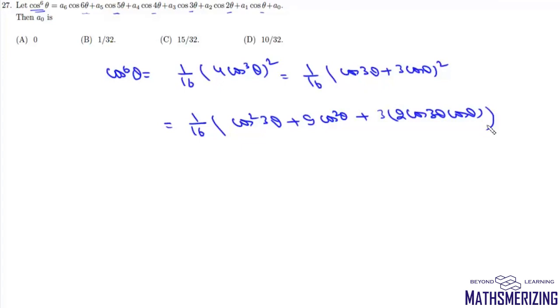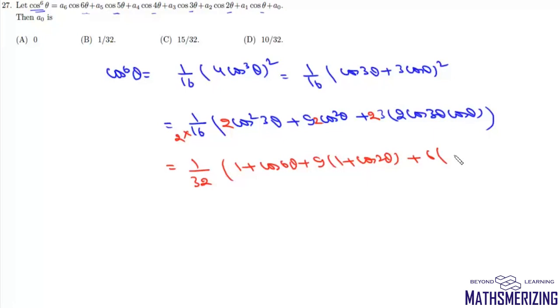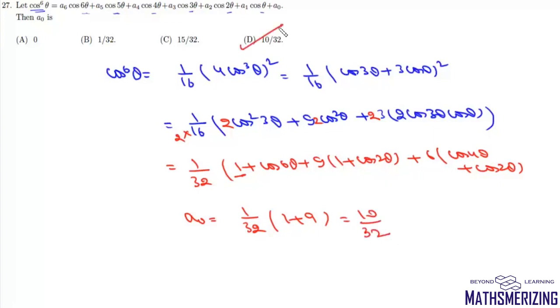Now we'll multiply and divide it with 2 also. So we'll multiply it with 2 and divide it with 2. So we'll get this as 1 upon 32. Now 2 cos square 3 theta is 1 plus cos 6 theta, and here it will be 9 times 1 plus cos 2 theta. Here it will be 6, and then 2 cos A cos B is cos A plus B plus cos A minus B. Now we need to find its constant term. Its constant term will be 1 upon 32 and then this is 1 plus 9. So it will be simply 10 by 32 and that's your option number D.